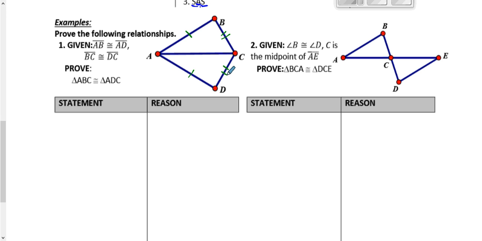They share AC, don't they? So I'll use a triple mark there. It's congruent to itself. Does that now give us enough to say the triangles are congruent by? Okay, so let's start writing our proof.